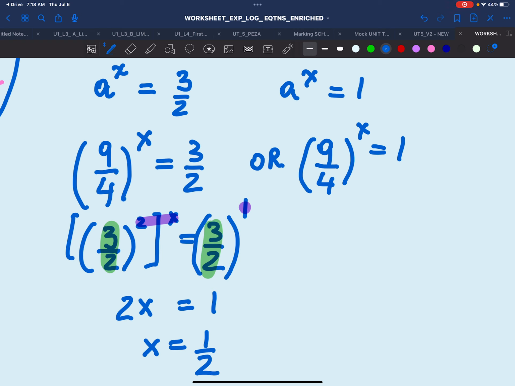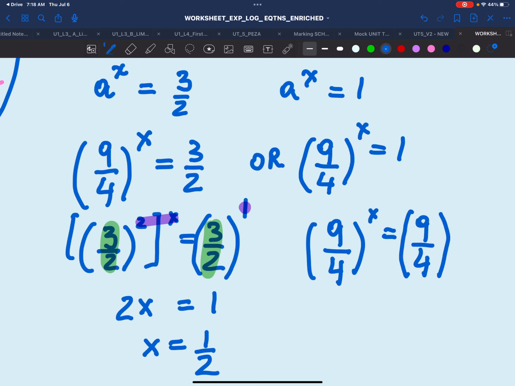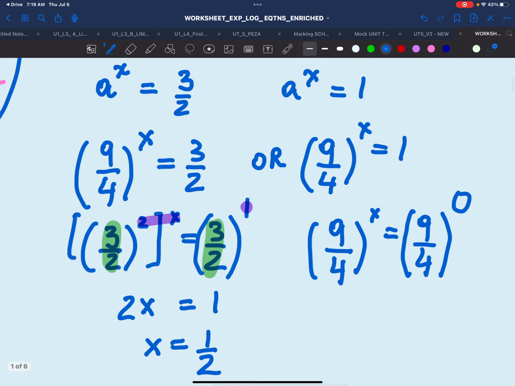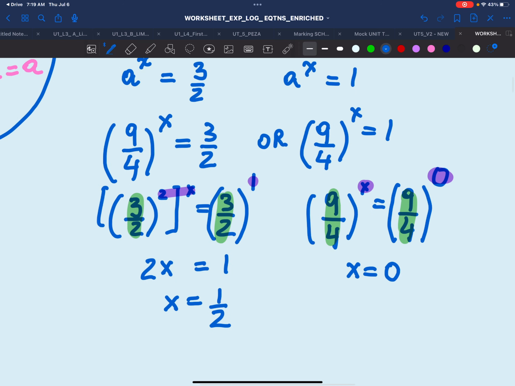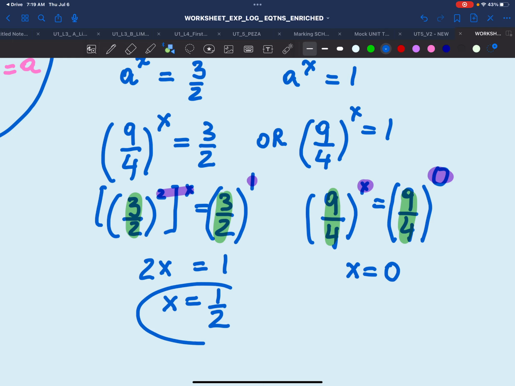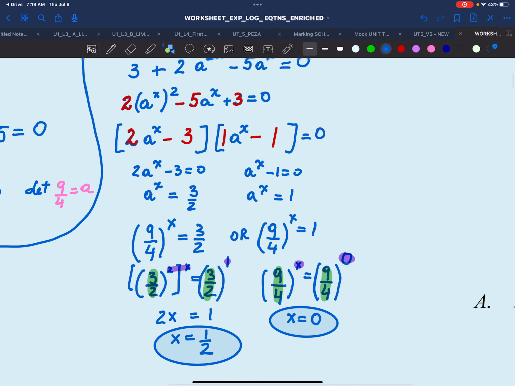Now, for the other equation, 9 over 4 to the power of x equals 1, we can rewrite it as 9 over 4 to the power of x equals 9 over 4 to the power of, guess, 0. Any number to the power of 0 makes 1. Since the bases are the same, obviously 9 over 4 here, the powers must be equal. So x must be equal to 0. We obtain two solutions here: x equals 1 over 2 or x equals 0.